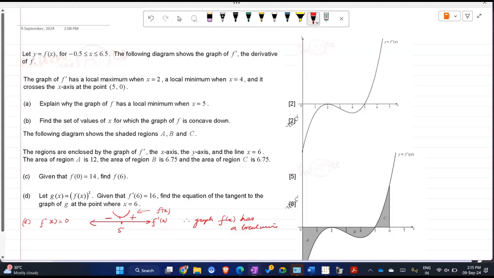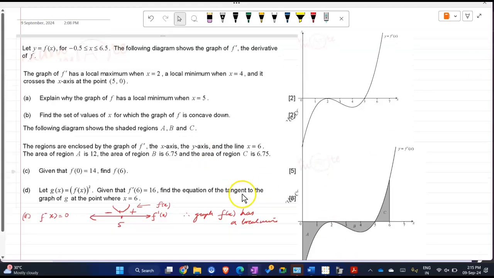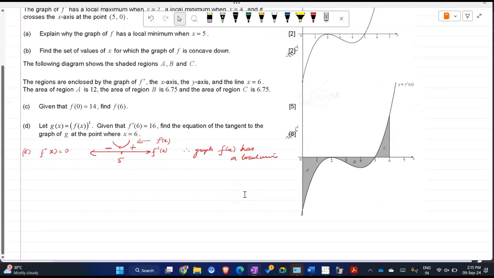Okay. Find the set of values of x where it's concave down. 2 to 4. Where is it concave down? 2 to 4. How do you know that? This is going down. Now what is the condition for concave down? And the first order derivative. The second order derivative should be negative. Yes. Right. That means the slope of f'(x) must be negative.